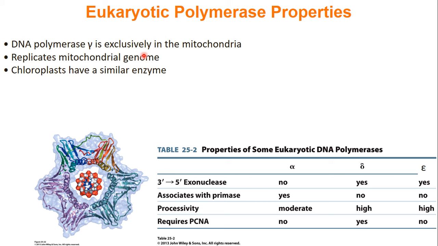Mitochondria is its own little organelle. People think it used to be a cell, so it kind of makes sense. It has its own separate polymerase to replicate its DNA. And when we look at chloroplasts, we find that there's a homologous polymerase in chloroplasts to replicate the chloroplast DNA separate from the host cell's DNA.